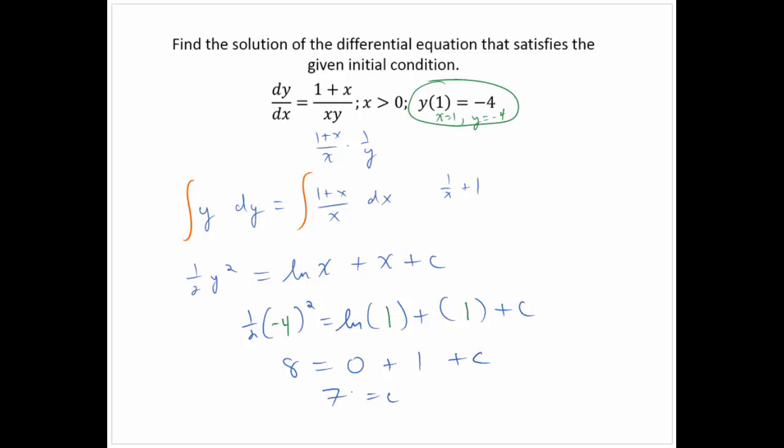So the solution of the differential equation that satisfies the initial condition, the solution of this initial value problem, is 1/2 y squared equals natural log x plus x plus 7.